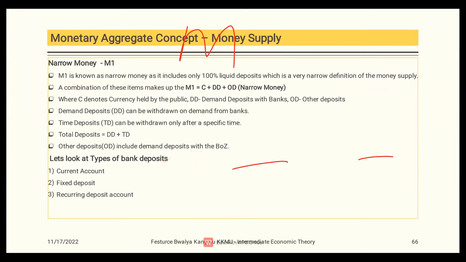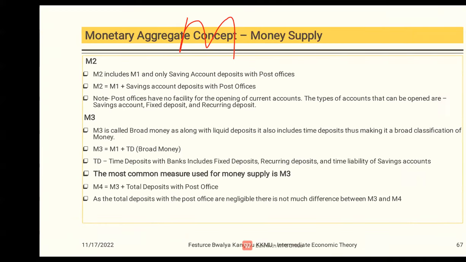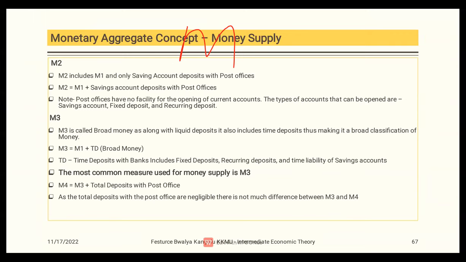Yes. So we look at different types of deposits. Obviously, there's current deposit, fixed deposit, and so on. You already have an idea there of money two. Money two is an addition to money one: money one plus the savings account deposits with the post office. So what are the components of money two? Money one plus the savings deposits with the post office.